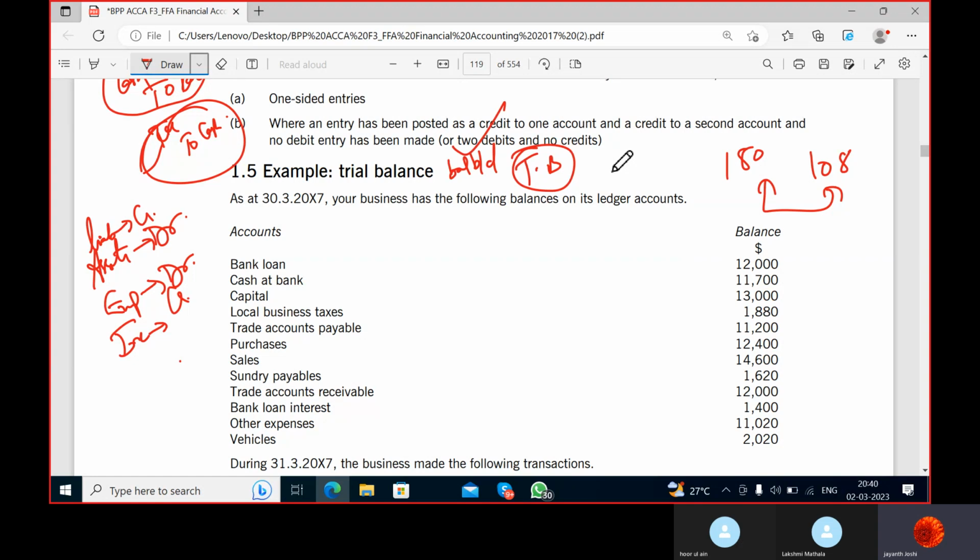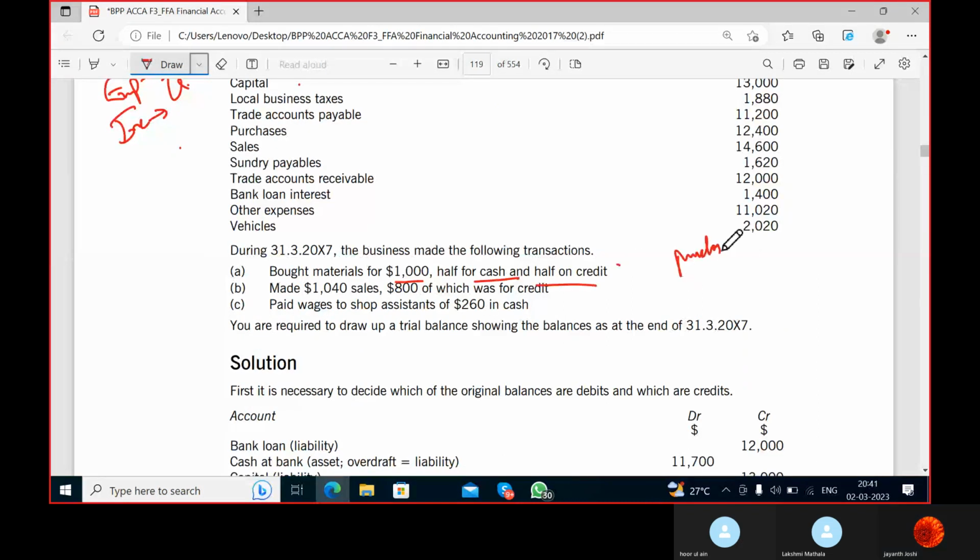During 31st March 2000, the business made the following transactions: bought material for $1,000, half for cash and half on credit. So what is the journal for bought materials? It's expenditure. So purchases to cash 500, to payables how much? 500. Correct.